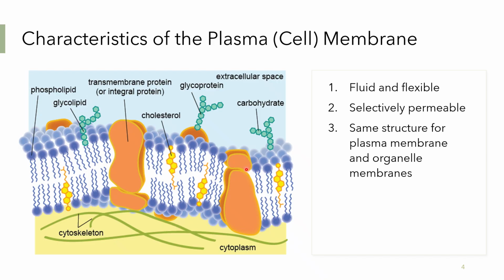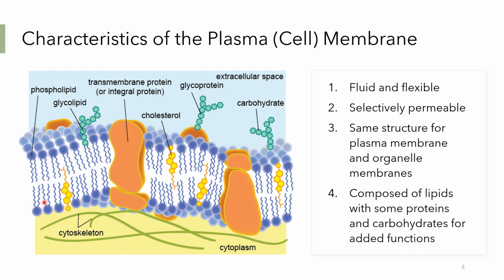And this same double layer structure is the same for the plasma membrane itself and for the membrane organelles. So the membrane organelles might have some differences in terms of what kind of membrane proteins they have. They usually won't have glycolipids or glycoproteins or anything like that necessarily, but they will have this two-layer phospholipid structure that we're going to review a lot in this video.